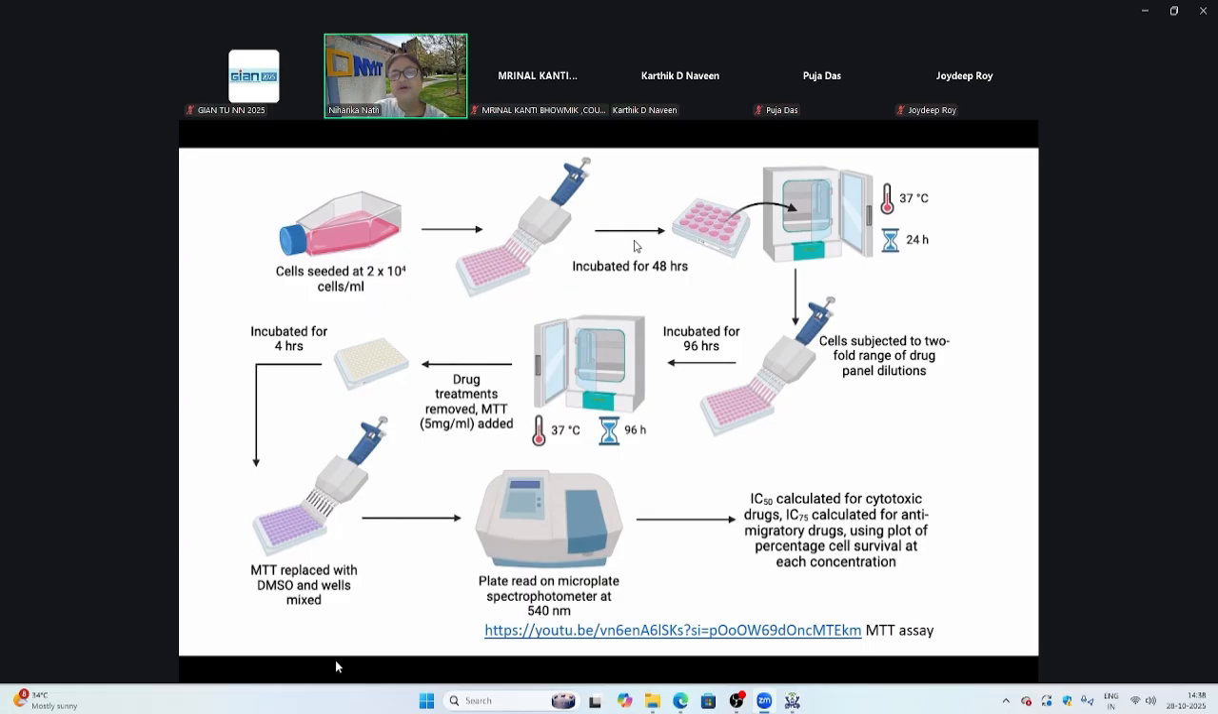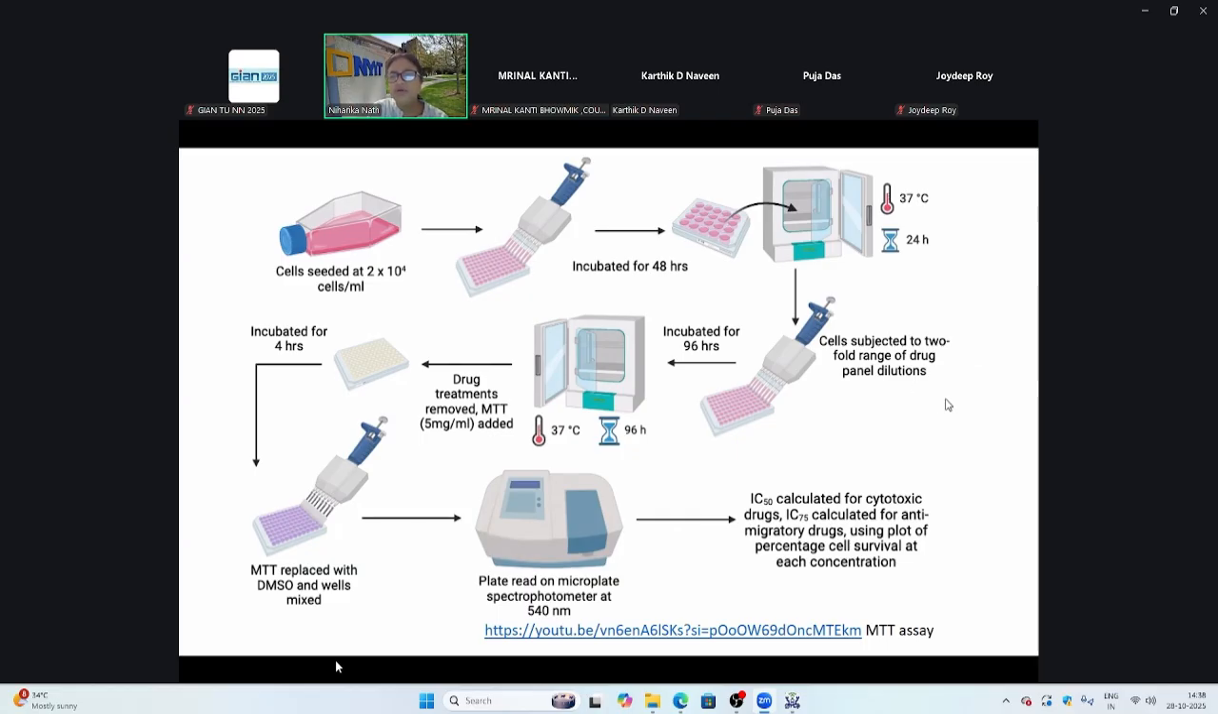Then the cells are grown in an incubator. This is an incubator at 37 degrees. It holds moisture. It has carbon dioxide that the cells need. And it is incubated for 48 hours. The cells are growing. You just want to see the growth of the cells.